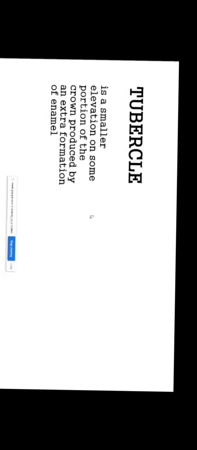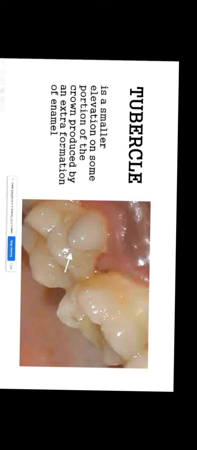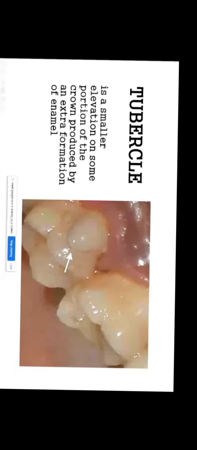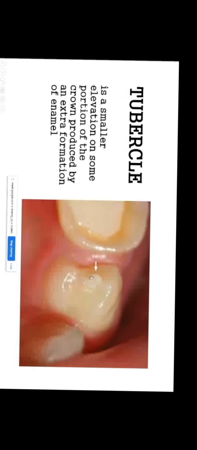Any tooth can have a tubercle like this. Again, it's an elevation produced by an extra formation of enamel. That's why that's a tubercle. You'll know more when you reach oral pathology. You'll discuss diseases and dental anomalies. One is the tubercle.